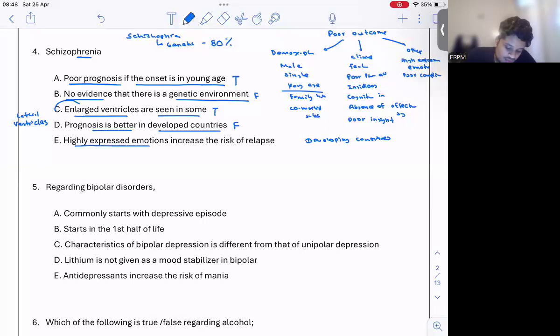Highly expressed emotions increase the risk of relapse. That's true. I mentioned earlier that's one of these poor prognosis factors as well. Right. So, for example, if in the family environment there's always criticism, there's always hostility, what happens is there's increased stress in these patients. So it leads to dysregulation of the neurotransmitters in your brain. So there's increased risk of relapse. Okay, that is true. Next question.